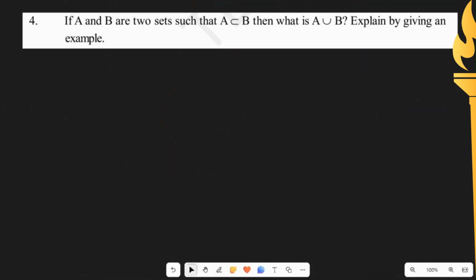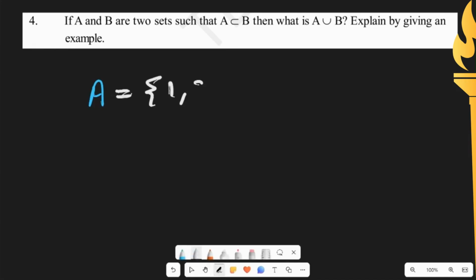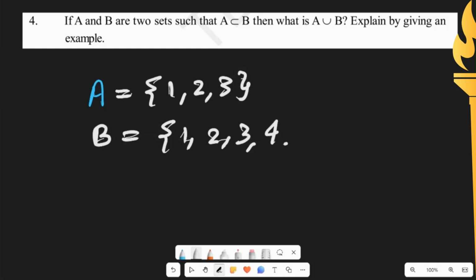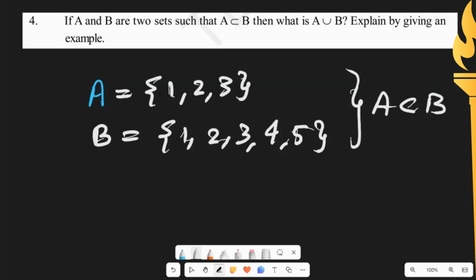Now the fourth question of exercise 2.2, it says if a and b are two sets such that a is a subset of b, then what is a union b? Explain by giving an example. So let's take an example. Let's take a is equal to 1, 2, and 3. Let's take b is equal to 1, 2, 3, 4, and 5. It satisfies the condition that a is a subset of b.